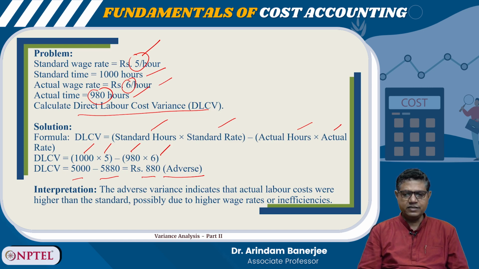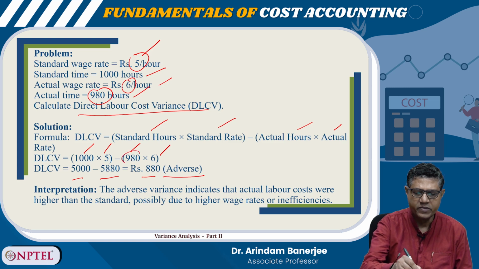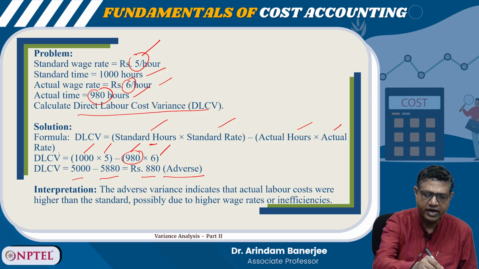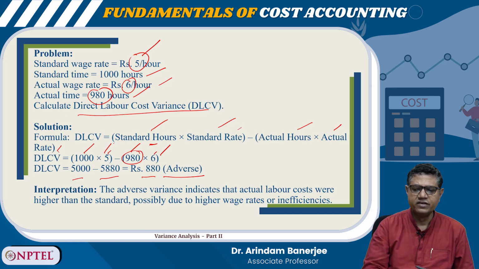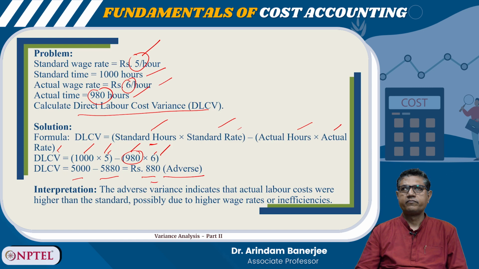That means actual cost is bigger than the standard cost. The adverse variance indicates that the actual labor costs are higher than standard, possibly due to higher wage rates or inefficiencies. Here we can see that actual hours are less than the standard hours, so it took less time to complete the task, but the wage rate is higher. The actual rate is 6 and the standard is 5. That is why the total variance is adverse in this case.